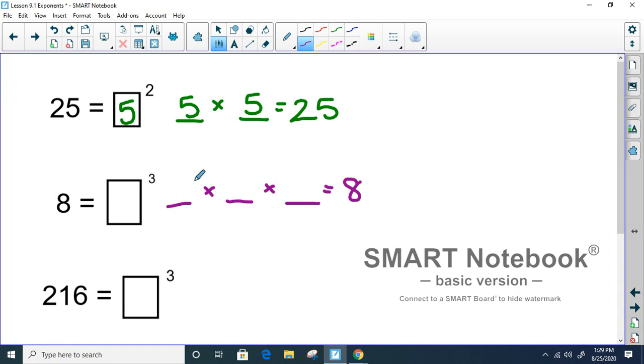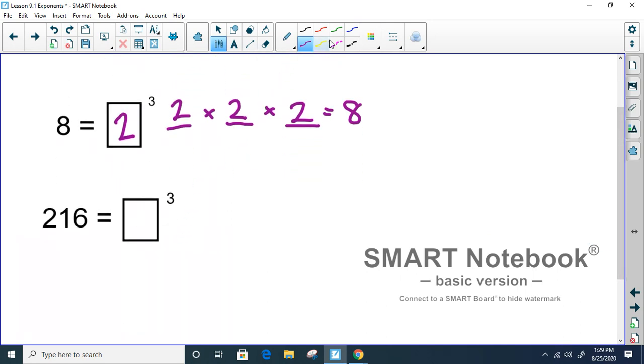I know that 3 times 3 is 9, so that's already too big. So I'm going to do 2. I know 2 times 2 is 4. 4 times 2 is 8. Which means that the number being repeated, or my base, is 2.